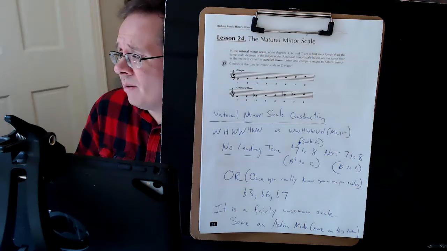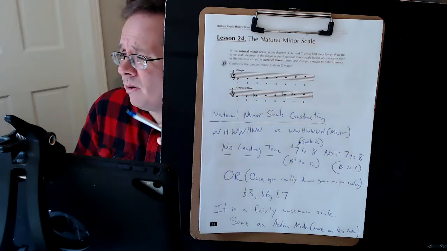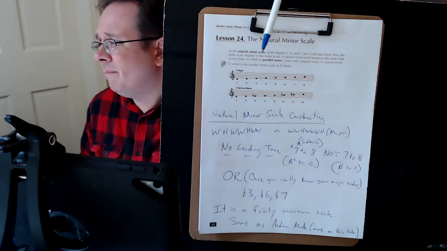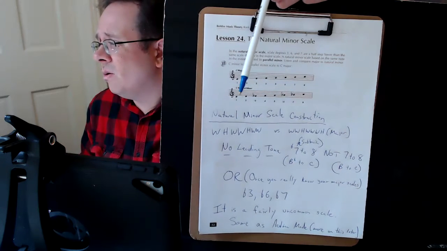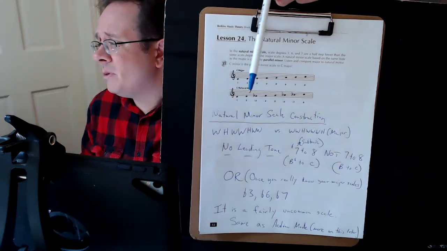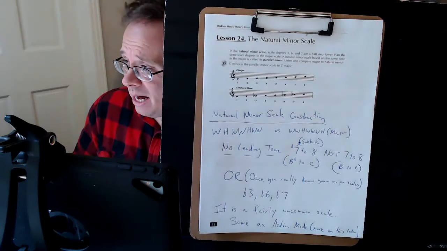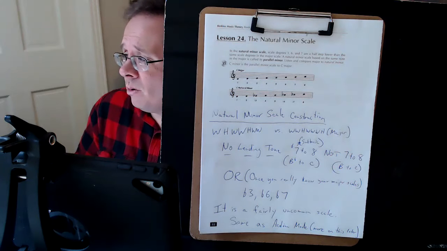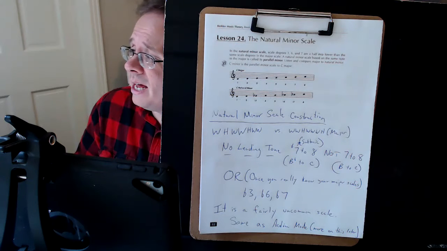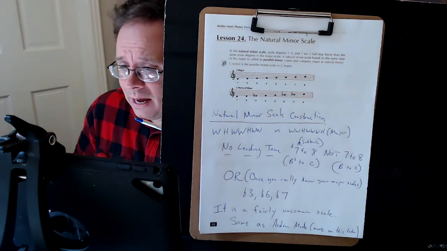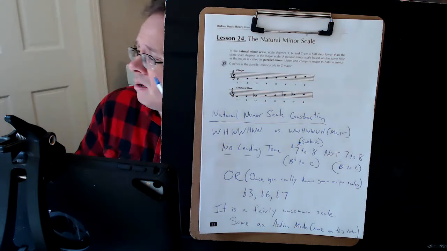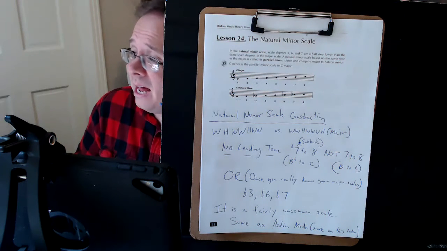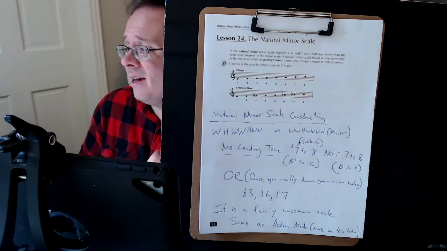So what you're going to do here is if you're constructing it from C, you see that on the second line there, it's going to be C, then your whole step to D. There's your half step. Your first half step is from D to E flat, then E flat to F whole step, F to G whole step. Here's your second half step, and that is going to be G to A flat, okay? A flat to B flat to C, okay?